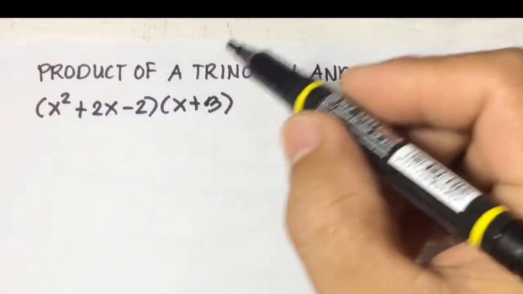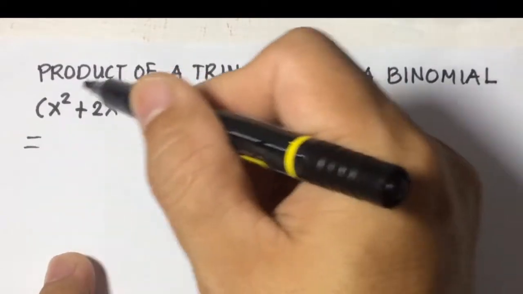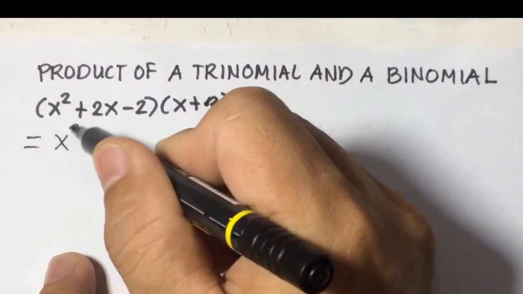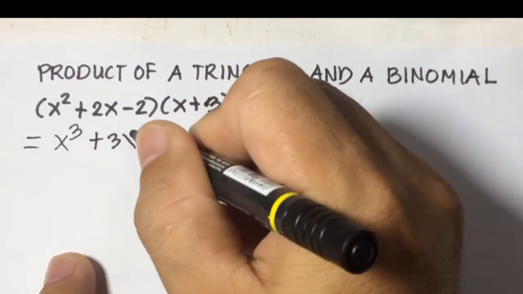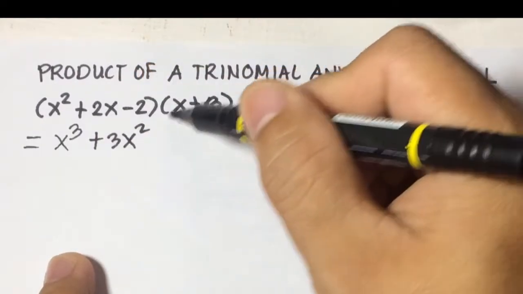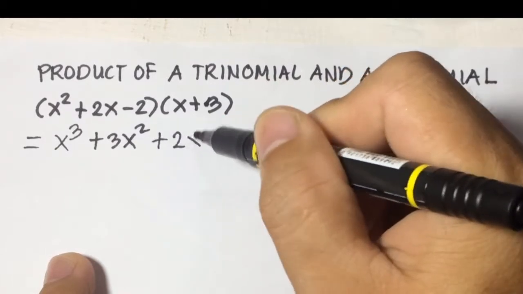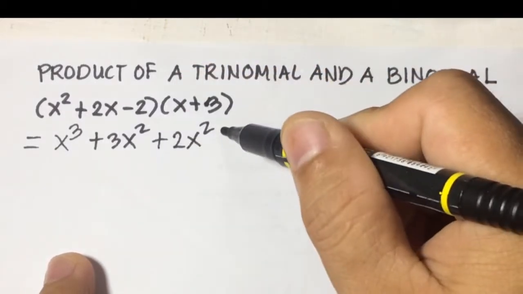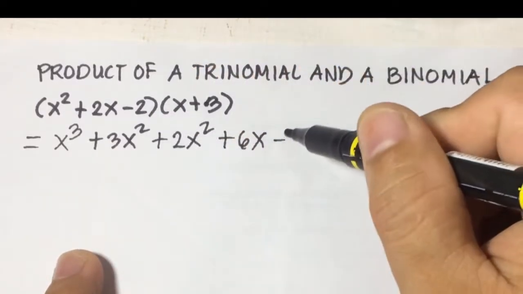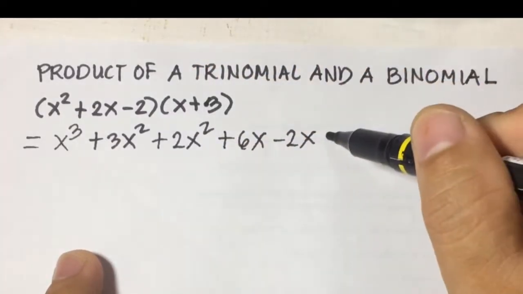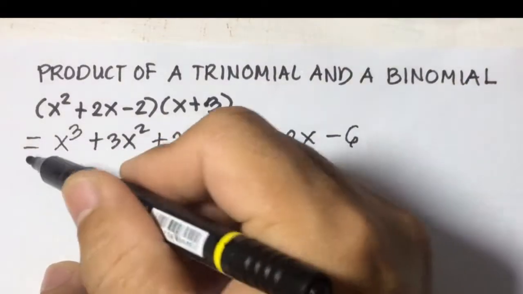If we're going to multiply this one, the result here will be x squared times x is x cubed. Then x squared times 3 will be 3x squared. Then 2x times x will be 2x squared. Then 2x times 3 will be 6x. And negative 2 times x is negative 2x. Negative 2 times 3 is negative 6.